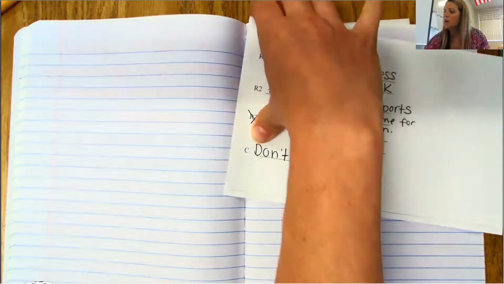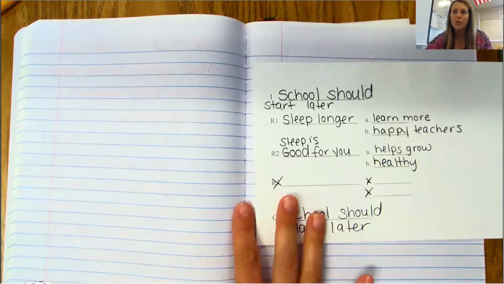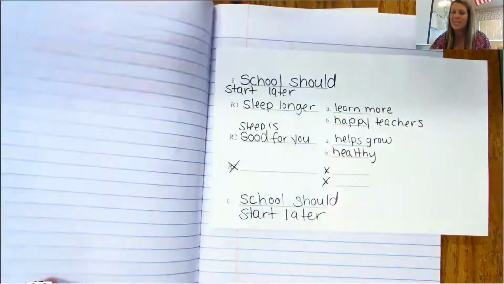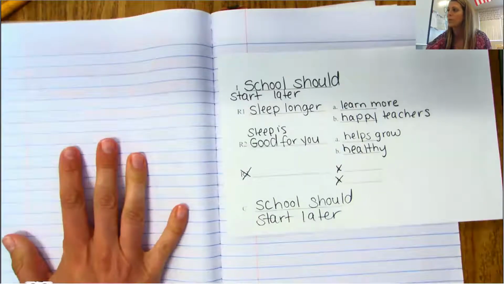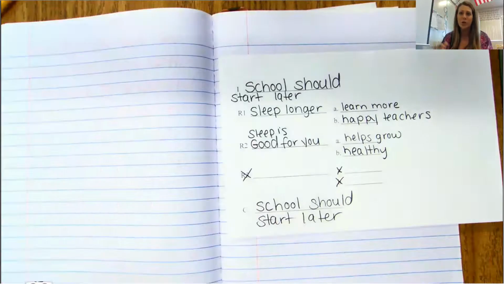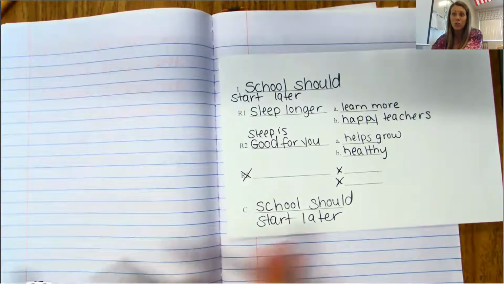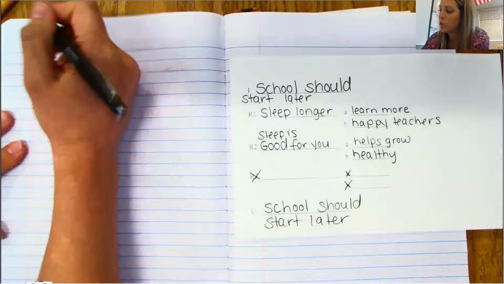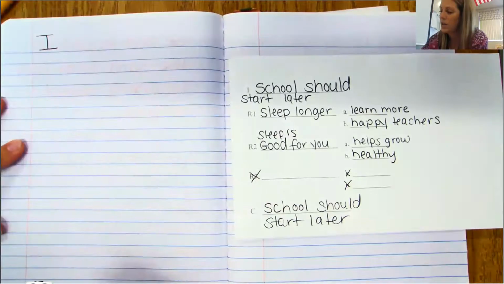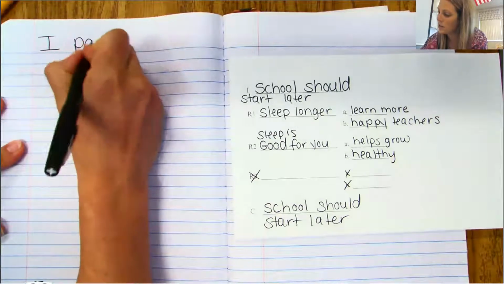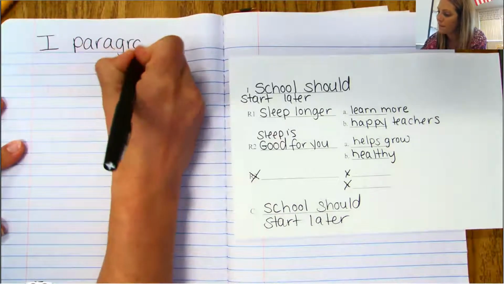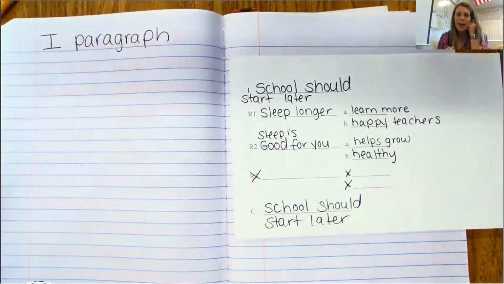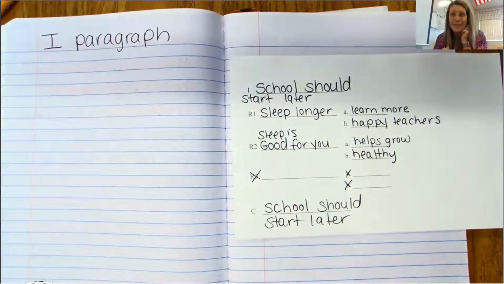All right, so you need your writer's notebook. You should have a writer's notebook and you are turning to the next blank page. And we're going to take some notes so that you can go back to it later when you write your own I paragraph. So let's just go ahead and start it with I paragraph. Okay, in an I paragraph, you really only need 3 sentences.